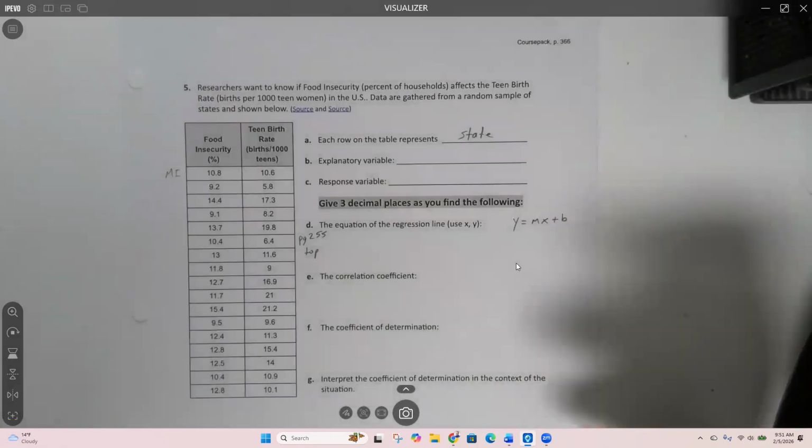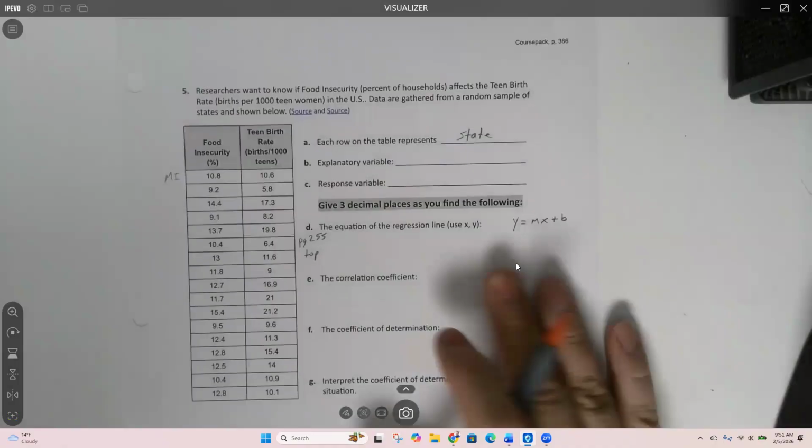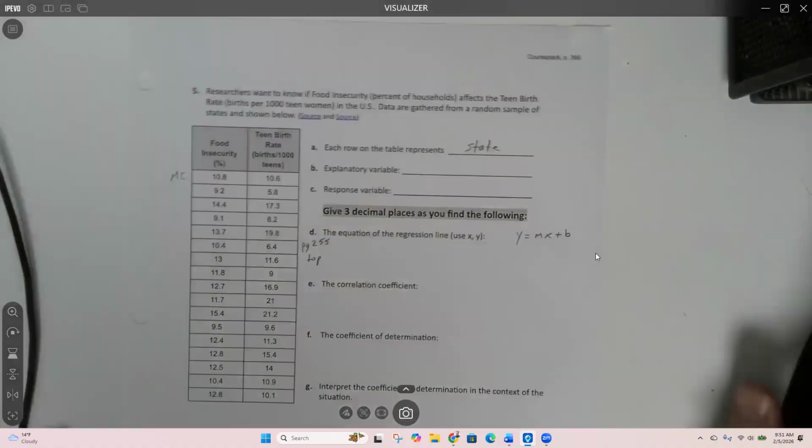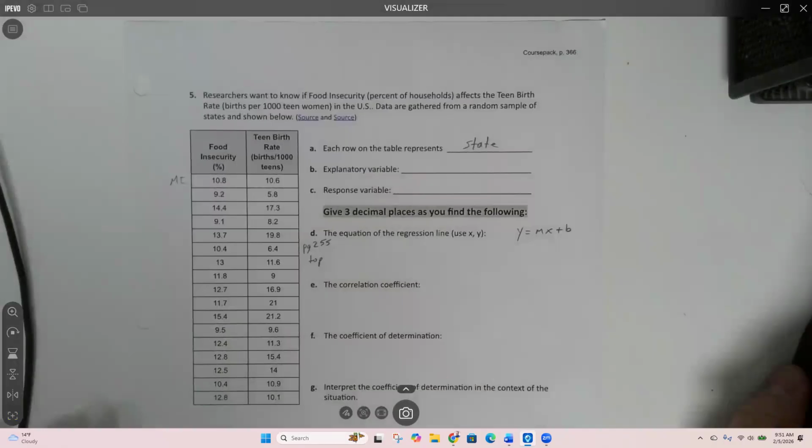Which is just a joke. I don't know why we use m and b for slope. Go, what is it, Elaine? I was just laughing at you. Yeah, I don't know why we use m and b.